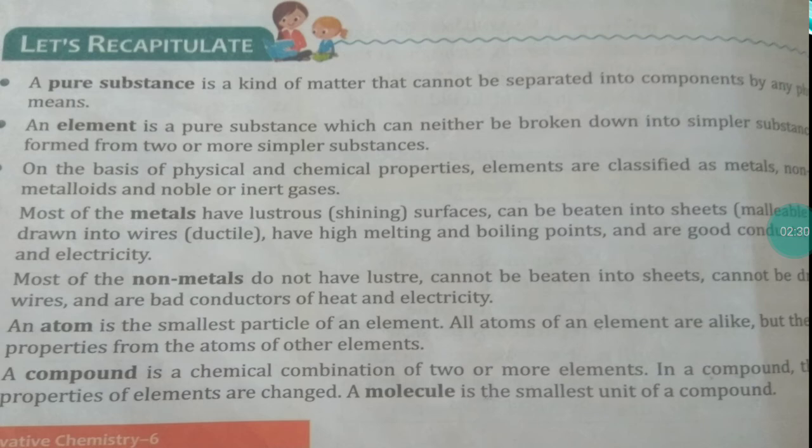Water is a compound made up of two gases, hydrogen and oxygen. Hydrogen is a gas, oxygen is a gas, and when the two combine to make water, their properties change and water becomes a liquid. A molecule is the smallest unit of a compound.